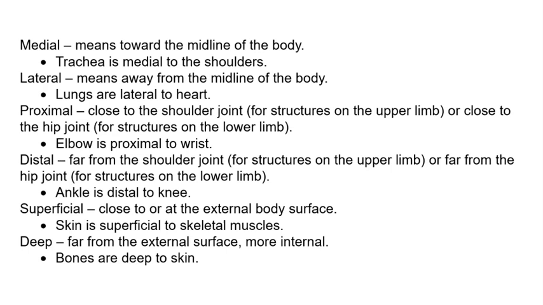And finally, we have the terms superficial and deep, and these are referring to structures that are located externally or internally. So the term superficial means close to or at the external surface of the body. So in this example, we would say that the skin is superficial to the skeletal muscles, and the term deep is the opposite of superficial. It means that a structure is located far from the external surface or is more internalized. So in this example, we would say that the bones are located deep to the skin.